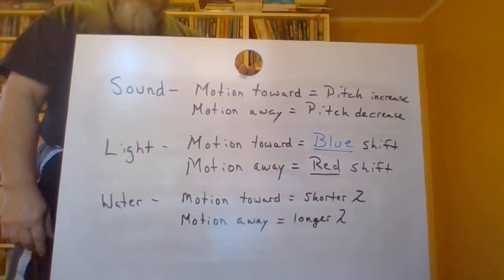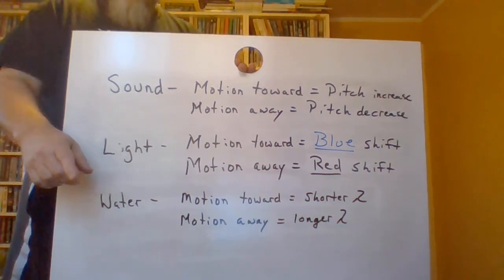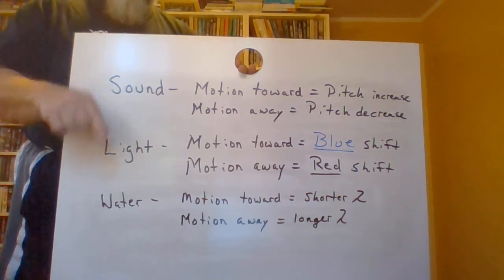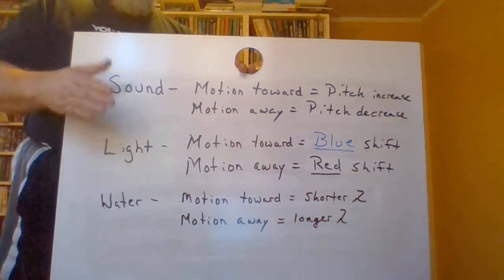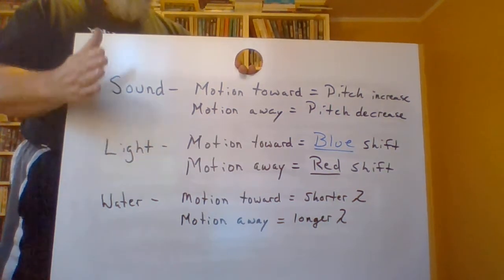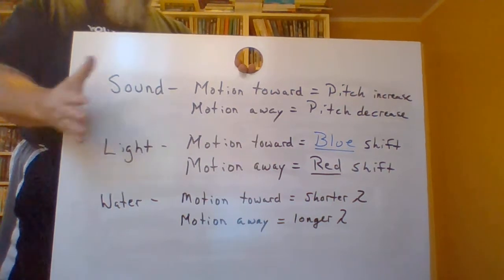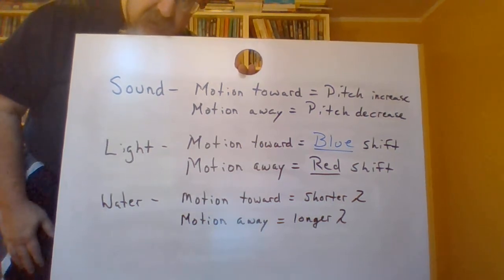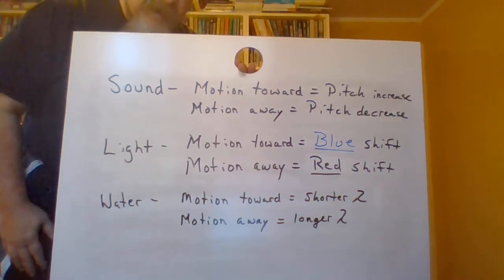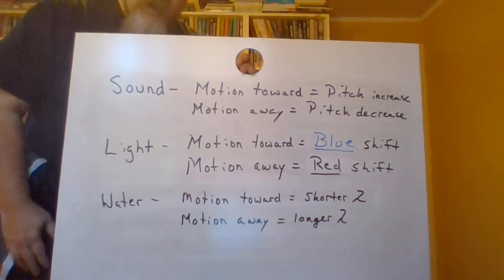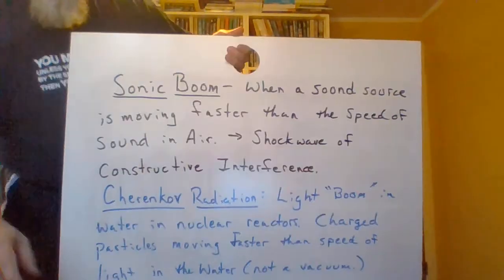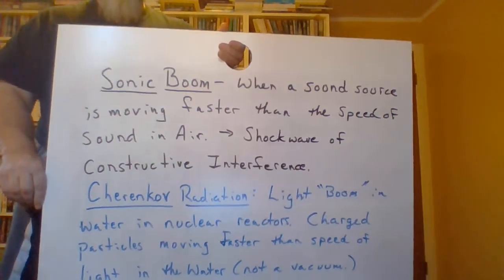Okay? Now, for those of you who own a boat, you often go faster in the boat than the water can move on its own with the wave. And you get that characteristic V-shaped wake flowing out behind the boat. That's called a wave boom. And that's because you, the source of the wave, the boat moving through the water, are actually moving faster than the wave motion itself in the water. For sound, we call that a sonic boom.